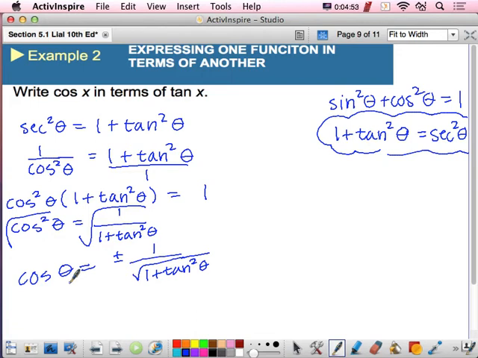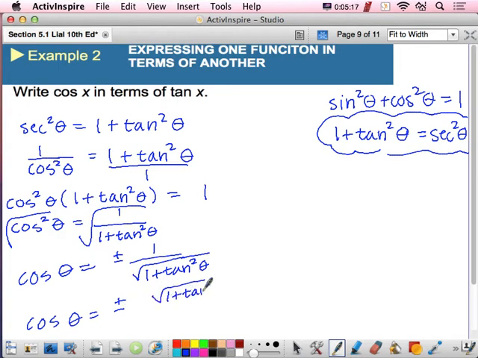Cosine in terms of means equal to. So equal to a bunch of tangents. So you're allowed to have numbers and you're allowed to have tangents. So that's what we have here. However, you're not allowed to leave square roots on the bottom. So we do have to rationalize that, and that will bring us up to cosine of theta is plus or minus, multiply top and bottom by the square root of 1 plus tangent squared.